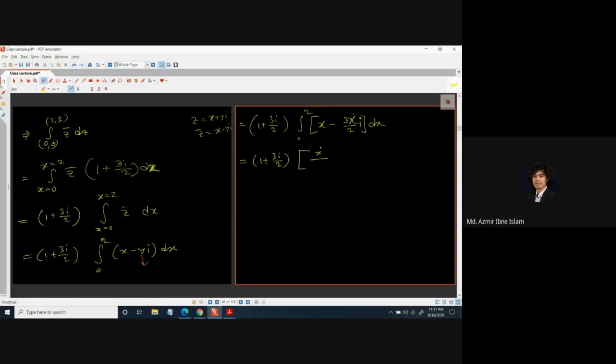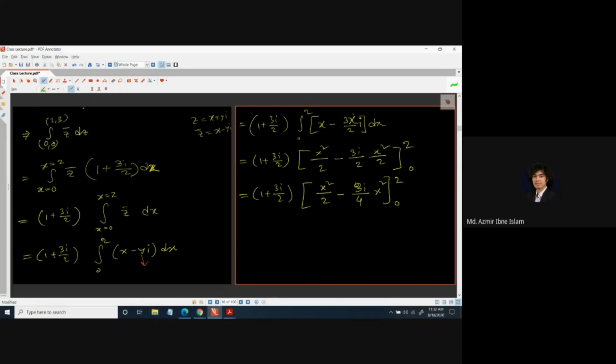So here we have integration of x, that is x squared by 2. And here 3i by 2 is constant. Now integration of x is x squared by 2, upper limit 2, lower limit 0. Is that okay now? Yes, sir. So here we have found the antiderivative: 3i in the numerator and in the denominator 4, x squared, upper limit 2, lower limit 0.